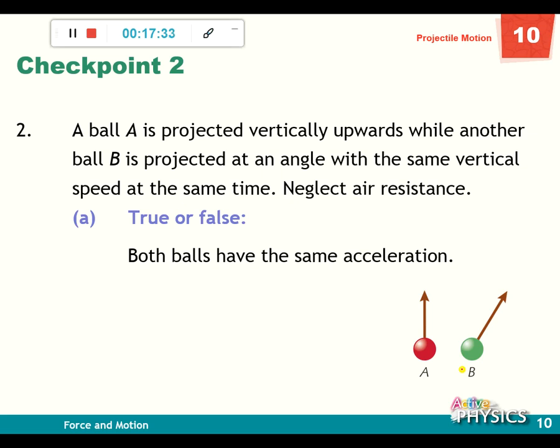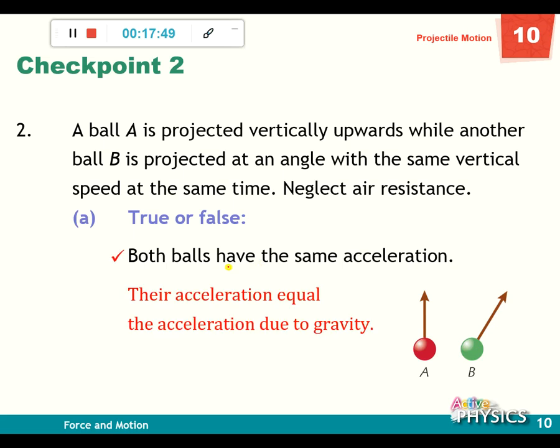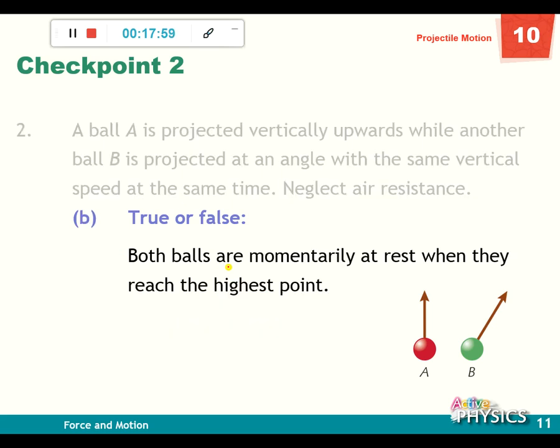Okay, question number 2. This one, we have two balls to be projected. For A, project vertically. For B, at an angle. Then what will happen? Both balls have the same acceleration. Of course, yes, because both of them are under gravity. Everything under gravity with the same acceleration, 9.81.